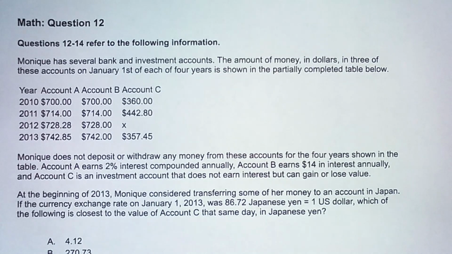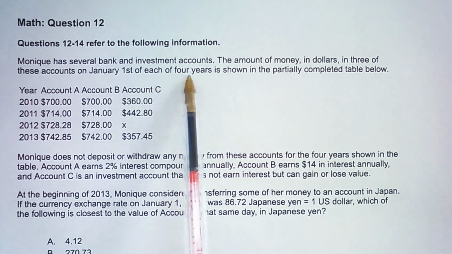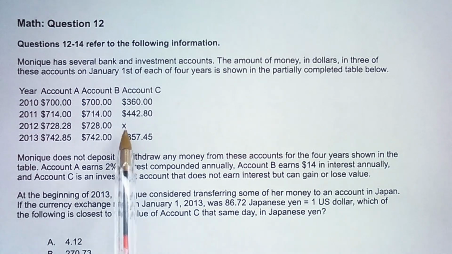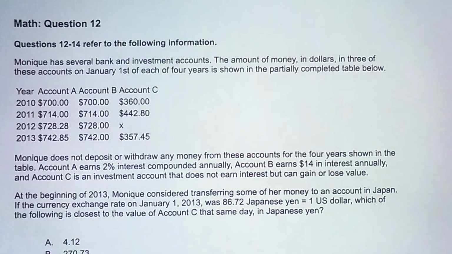Questions 12 through 14 will use this information. Monique has several bank and investment accounts. The amount of money in dollars in 3 of these accounts on January 1st of each of 4 years, so 2010, 2011, 12, and 13, is shown in the partially completed table below. Partially completed because there's one missing value here.